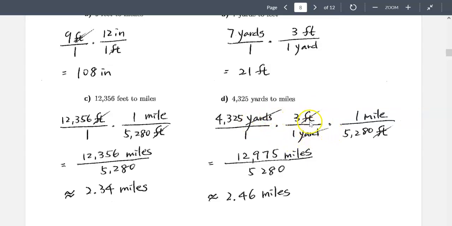Now we have the feet left, and we want to get rid of the feet and change them to miles. Every mile is 5,280 feet. This way, the yards and feet all cancel out, and the only thing left is the mile, which is what we desired. Then we multiply all the numbers on top and all the numbers on the bottom, and divide with the calculator. We get 2.46 miles. So 4,325 yards is equal to 2.46 miles.